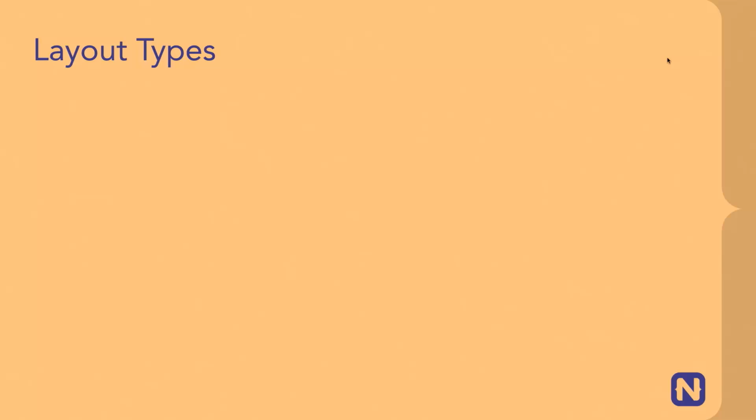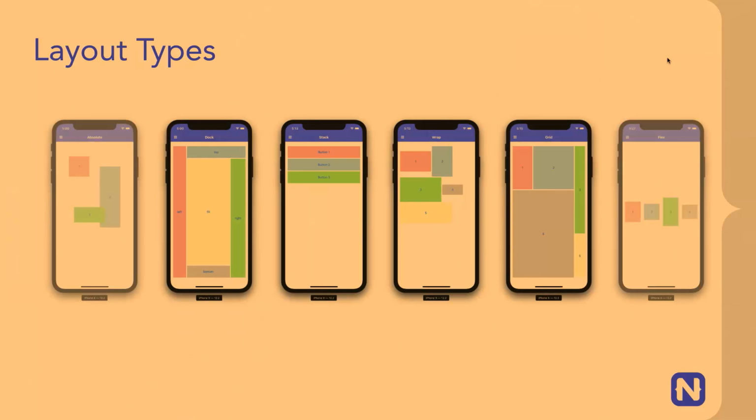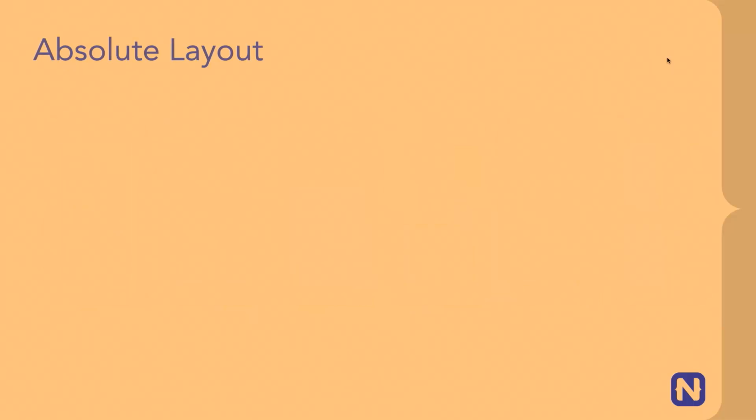Cool, and here we are. All the types of layouts that we have. There are 6. We are going through each of them one by one, just to see what they are. First one, it's absolute layout. I'm going to say a few words for each layout and open a demo to show how it works.